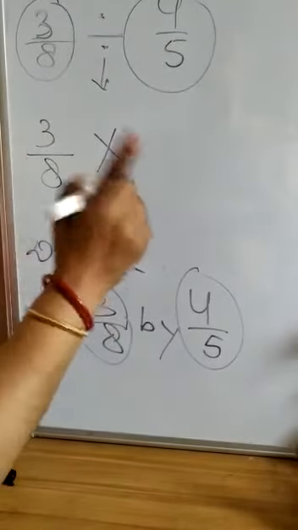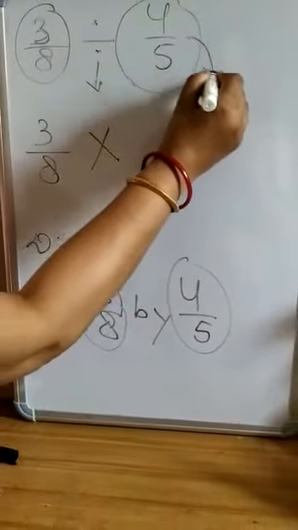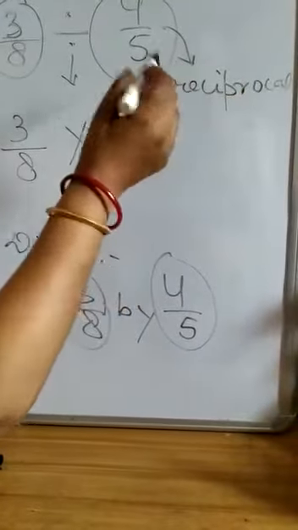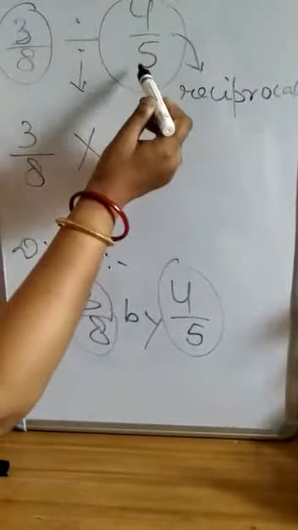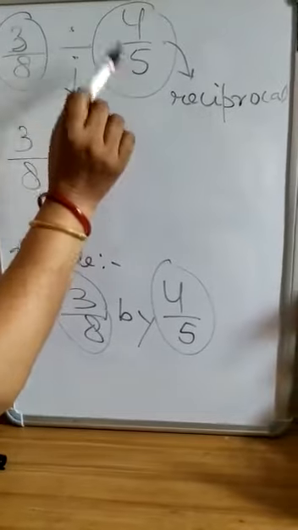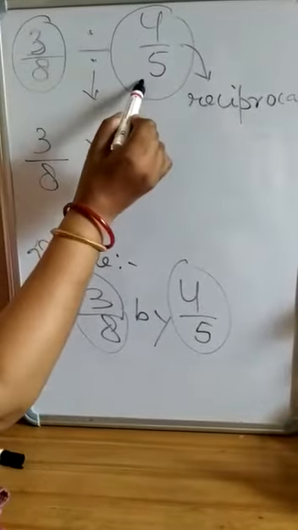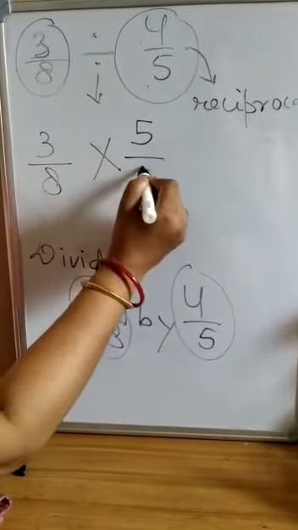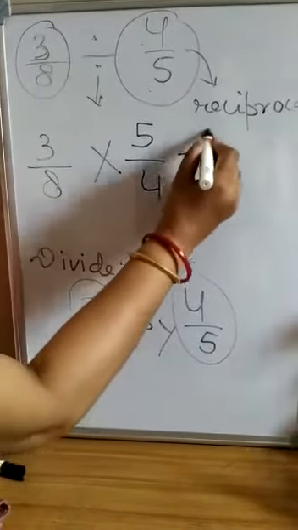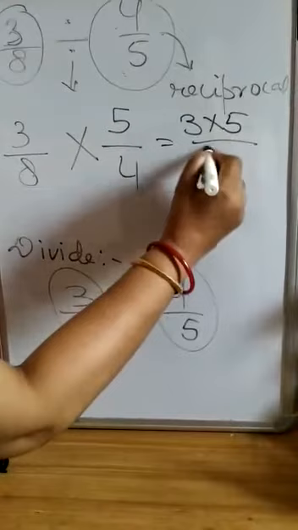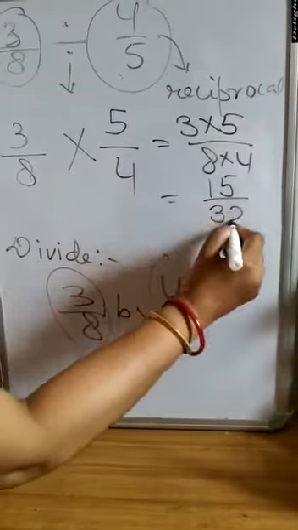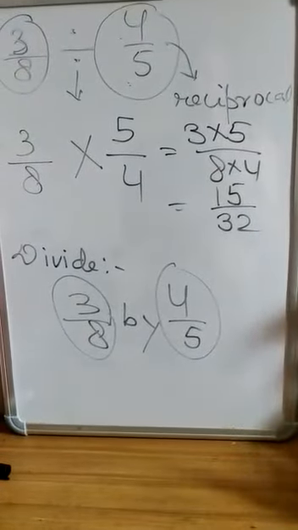Now here, second step, we will write down the reciprocal of this 4 by 5. What is the reciprocal? It means interchanging the position of numerator and denominator of the fraction. So the reciprocal of this divisor, which is 4 by 5, is 5 by 4. Correct? Now we will multiply 3 with 5 and then 8 with 4. Which equals 5 3s are 15 and 8 4s are 32. So the answer is 15 by 32.